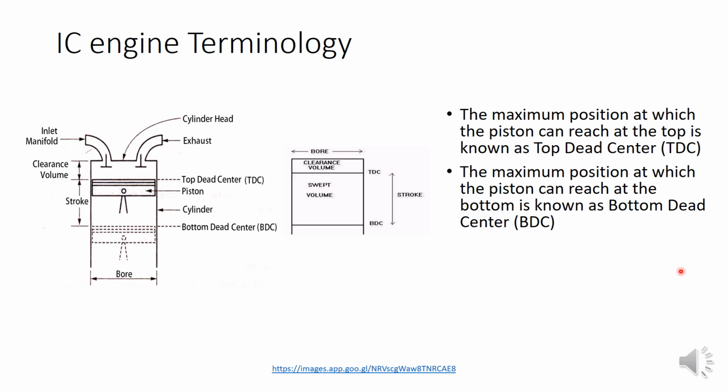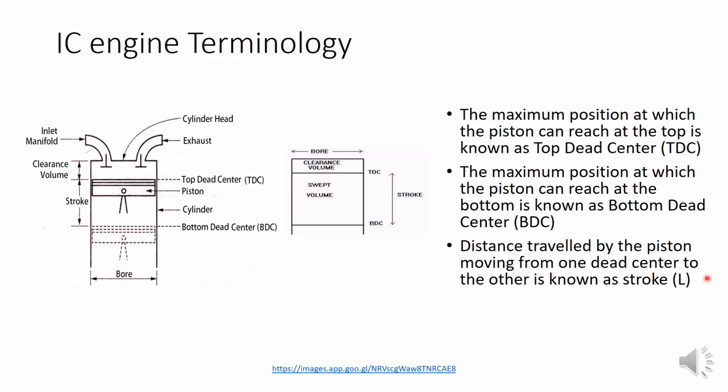Another important term we want to know is stroke. Every engine will have a stroke or stroke length represented by capital L. What is that? It is nothing but the distance traveled by the piston when moving from one dead center to the other. You can see here the stroke is marked. So what is the distance between TDC and BDC? That is named as stroke. It is the distance traveled by the piston moving from one dead center to the other. So that is TDC, BDC and stroke.